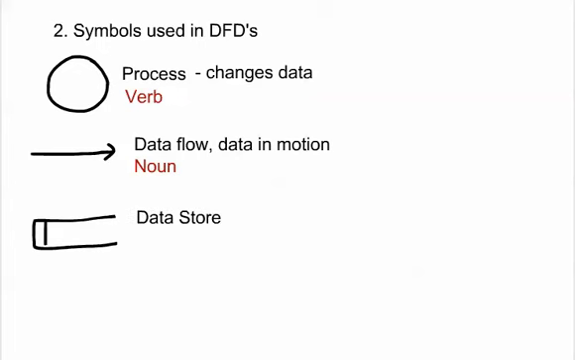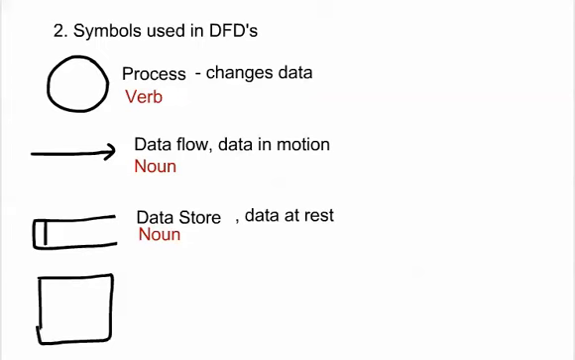And a data store is seen as data at rest. A noun is also used to name data stores. The last symbol in DFDs is called an external entity, and that is just a square, and that is for any department or person that is outside your system that you are diagramming. External entities are also named by using nouns.